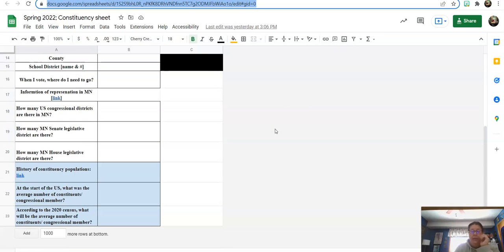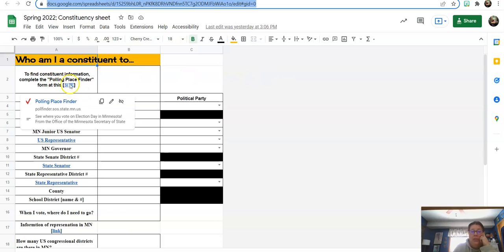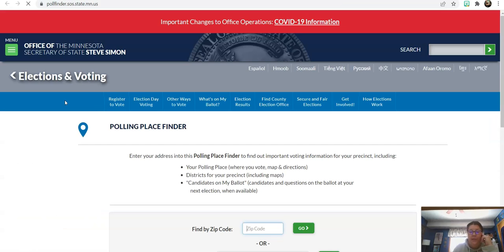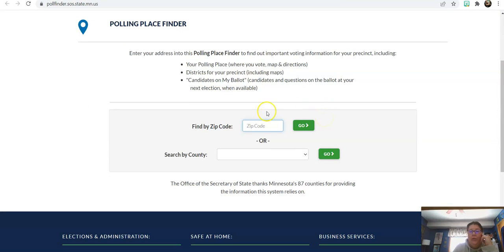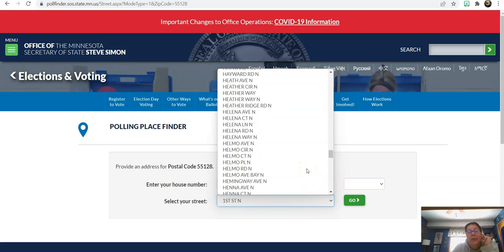So you're going to start looking at who specifically are my people, who represents me. And one of the coolest sites is this poll finder. Now, poll finder is through the Minnesota Secretary of State's office. And I'm going to use the school's address. So I'm going to go to this zip code. I'm going to go to 828 and I'm going to find the street. Let me find Greenway.